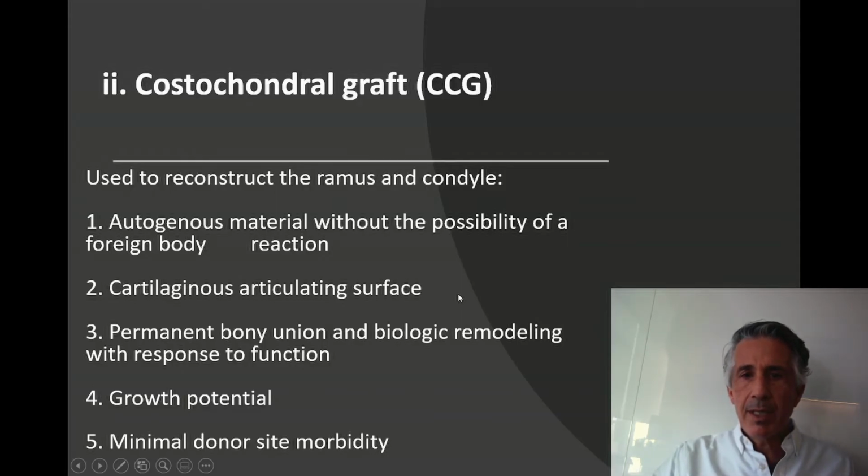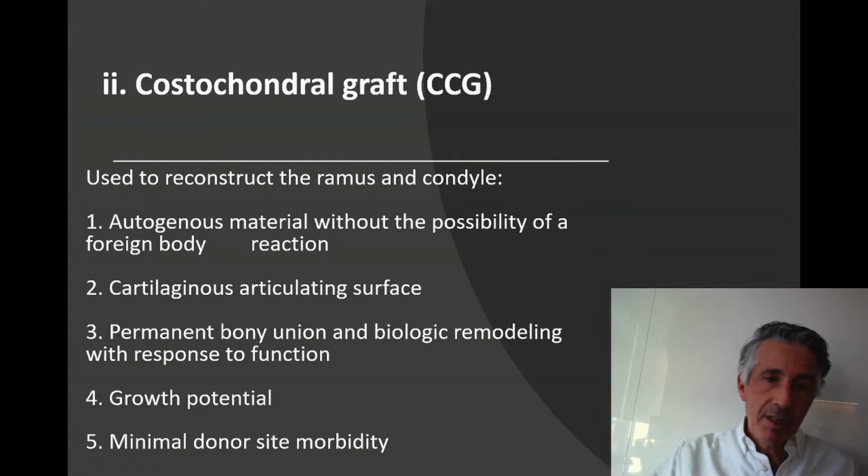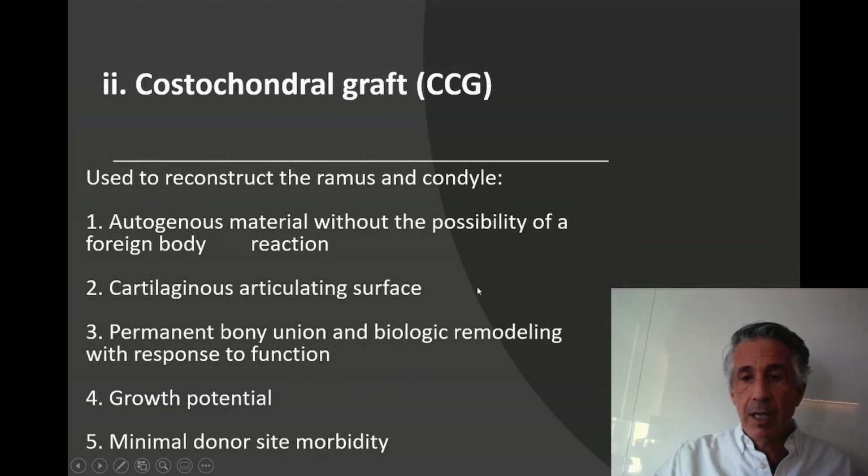The next type of graft that we take is costochondral. We use this very sparingly nowadays. It's used primarily to reconstruct the ramus condyle portion. It's again autogenous. We have cartilage on the top to act as an articulating surface. You can get good bony union. It does grow the cartilage, so we'll use it for children when we're reconstructing their temporomandibular joint because it will grow as they grow, but it's not that predictable. Sometimes it grows too much.